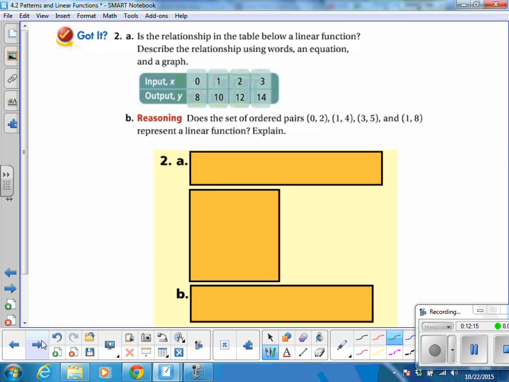Let's give you a chance to try it out. The relationship is shown, whatever it might be. Go ahead and describe this relationship. Try words, an equation, and a graph. Press pause.